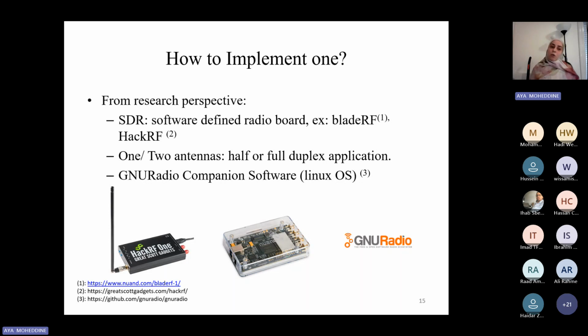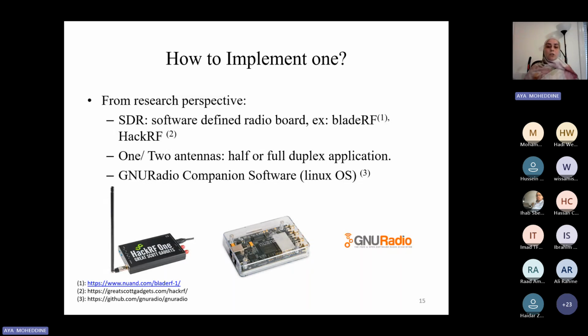We have what is called a half duplex SDR, which is equipped with only one antenna, such as the HackRF One, which transmits signals or receives signals, but not both at the same time. Another type is the BladeRF, which is a full duplex SDR board that can transmit and receive at the same time. And we have another one, which is not included in the presentation, a more sophisticated one, called the Ettus UHD SDR boards.